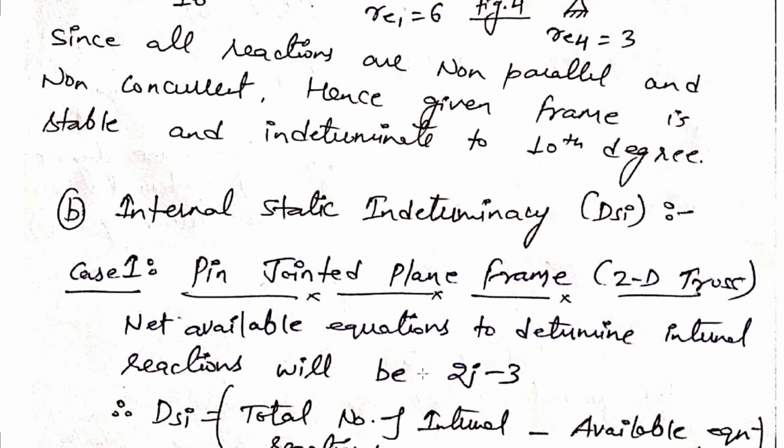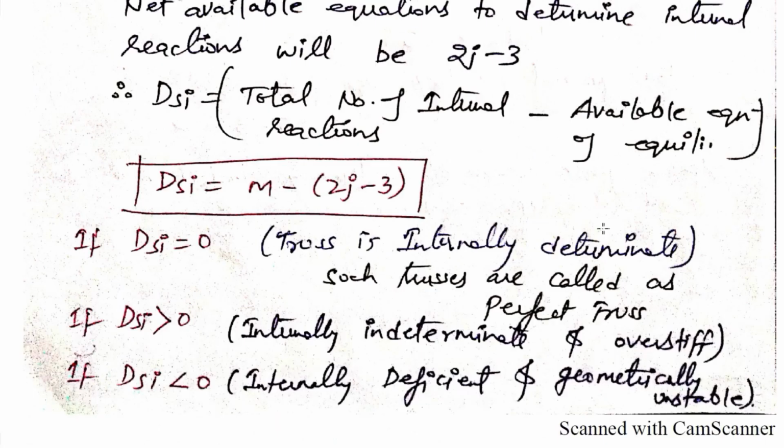To calculate internal static indeterminacy, we are having a formula: total number of internal reactions minus available equations of equilibrium. That is, DSI is equal to m minus the available equations of equilibrium, 2j minus 3. So for a pin jointed plane frame or 2D truss, DSI is equal to m minus (2j minus 3) is the formula. You have to keep this formula in mind.